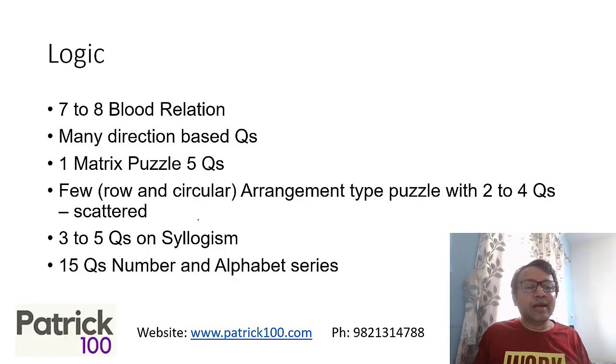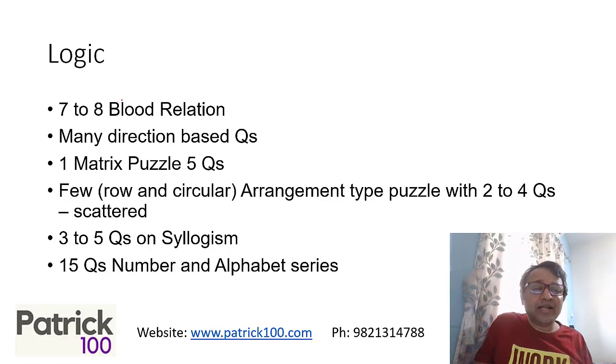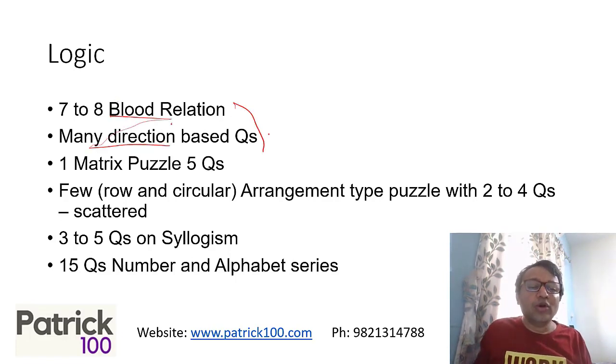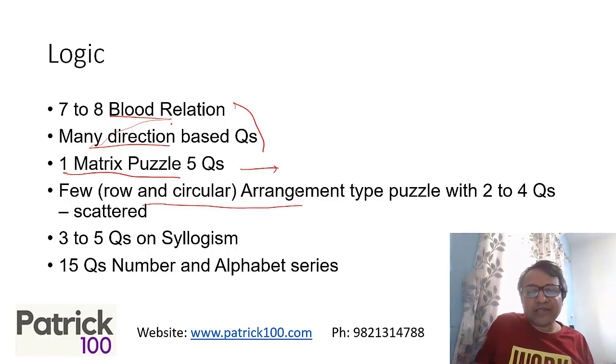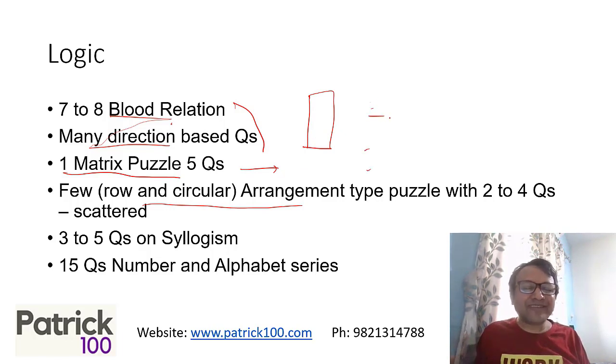Coming to logic, again blood relation and directions have been the major part of the papers across, so they continue. There was one matrix-based puzzle of 5 questions and quite a few arrangement type of questions, simple short questions. The rest of the puzzles were scattered throughout the paper. Scattering is a little difficult, because you solve one question up, then go down and see the second question, and the third question becomes a little difficult to solve.